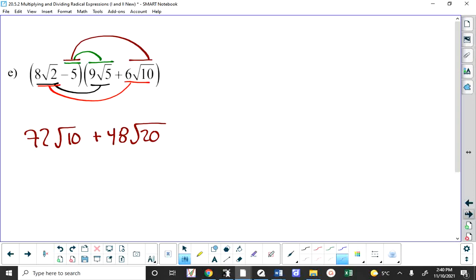Inner, there's no radical with the negative 5. That's okay. Negative 5 times 9 is negative 45, and then we just have a root 5. And then last will be negative 5 times 6, which is negative 30 root 10. And we have to simplify things here.